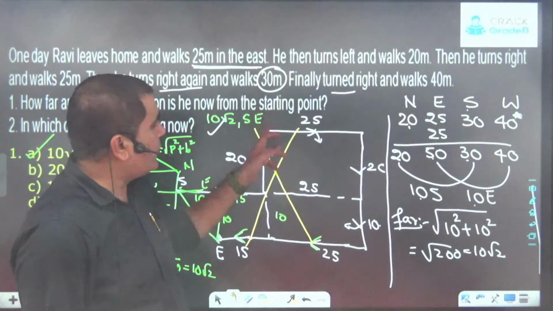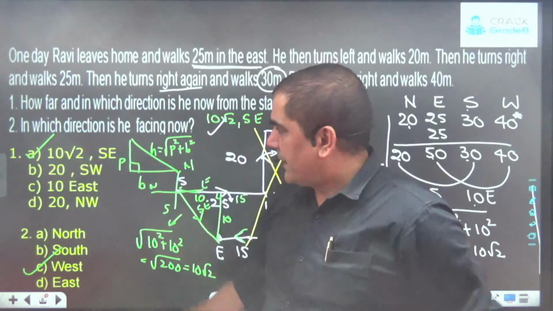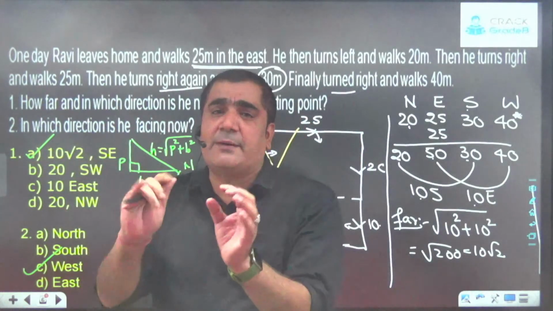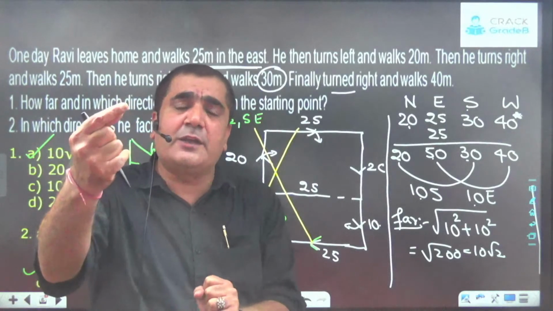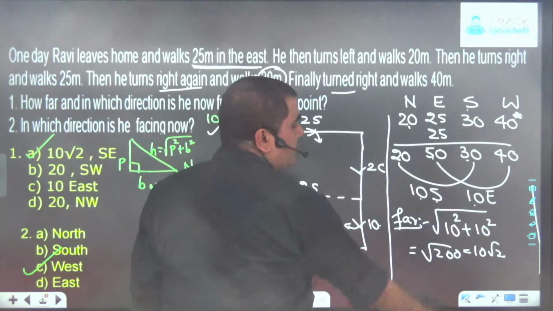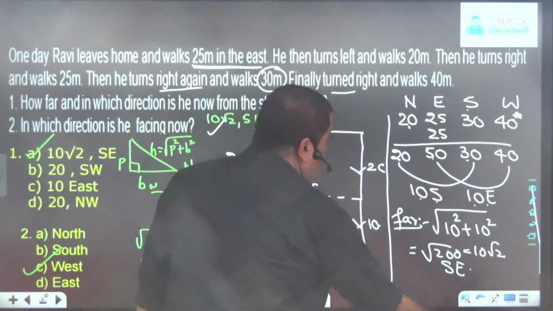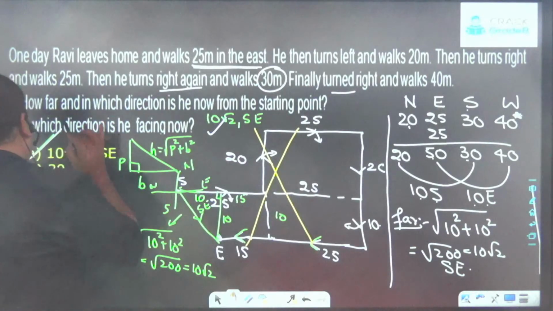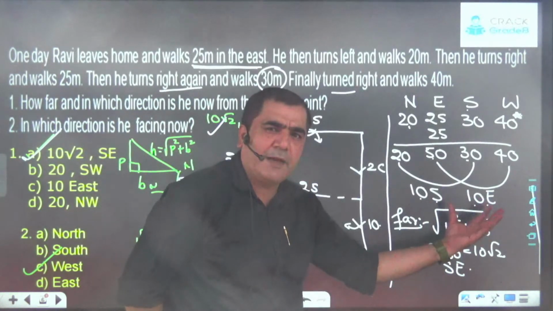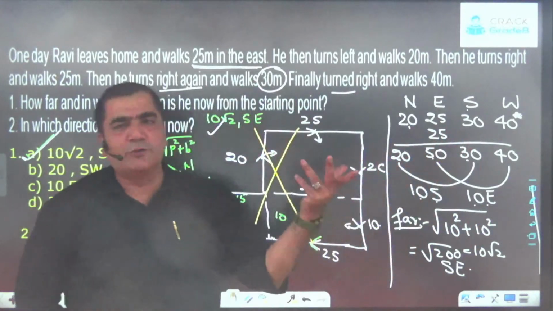Now suppose the examiner is going to ask in which direction is he now from the starting point. So whenever the examiner asks in which direction is he now from the starting point, the answer will be: this is south, this is east. If they are going to combine, that will become southeast. The answer for the first one is 10 root 2 southeast. Let's combine these two. So south and east will become southeast. So answer is 10 root 2 southeast.